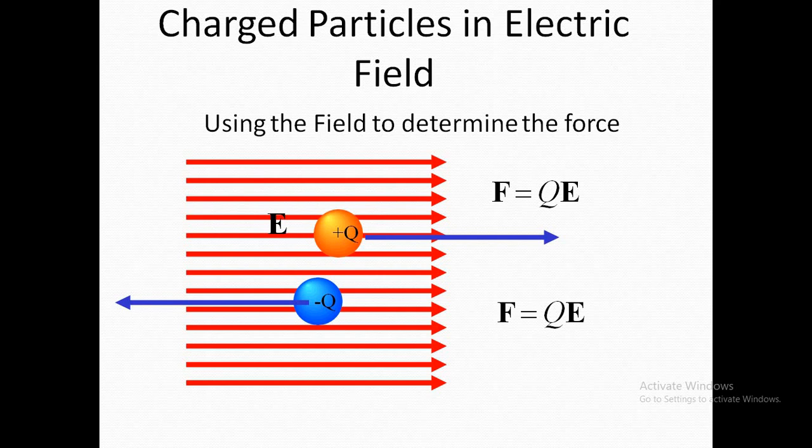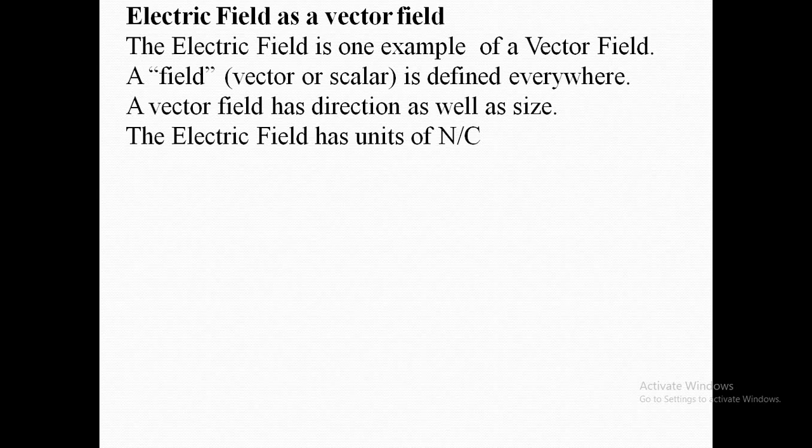Charged particles in electric field: using the field to determine the force, it can be represented as F is equal to Q times E. Electric field as a vector field. The electric field is one example of a vector field. A field, either vector or scalar, is defined everywhere. A vector field has direction as well as size, and it is represented in units of Newton per Coulomb.